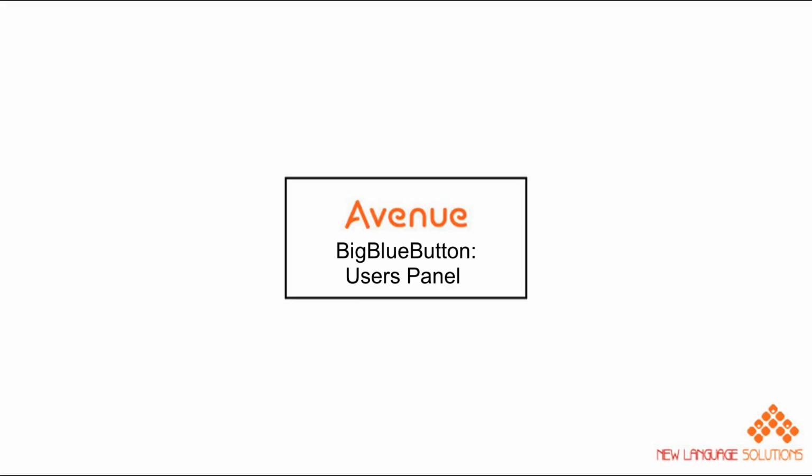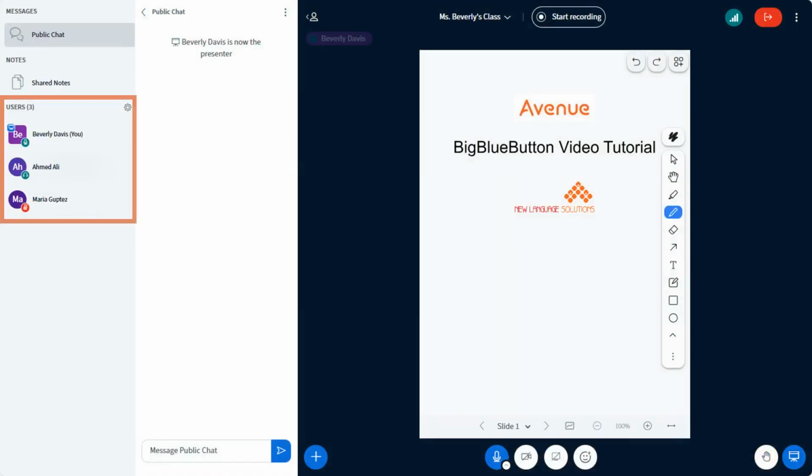BigBlueButton, Users panel. The Users panel is located on the left side of the screen. This displays participants' names during the session. Each participant's initials icon can contain up to 2 smaller status icons.